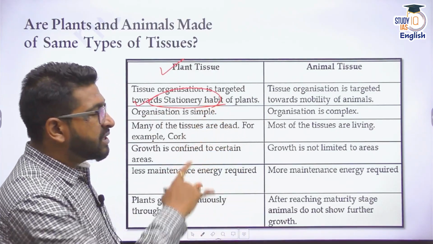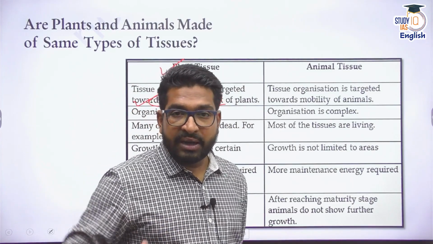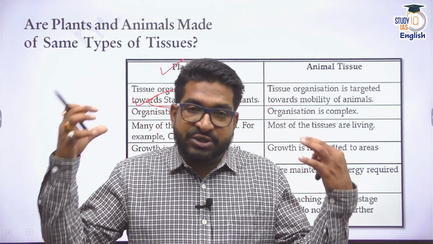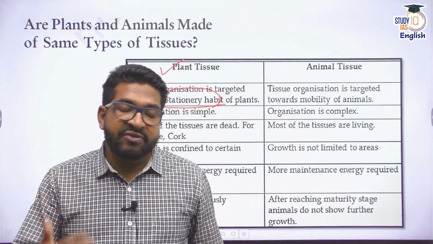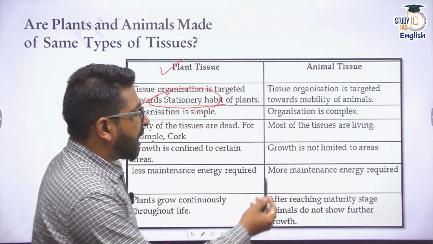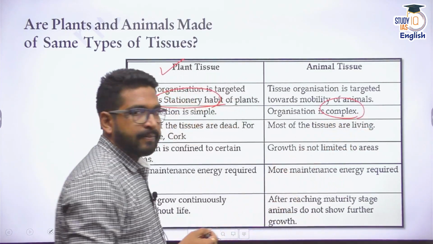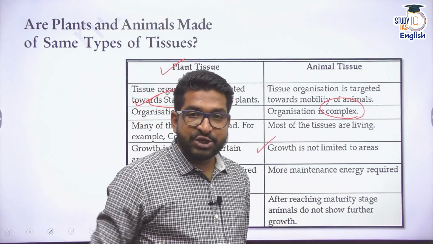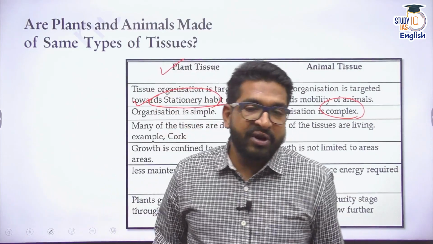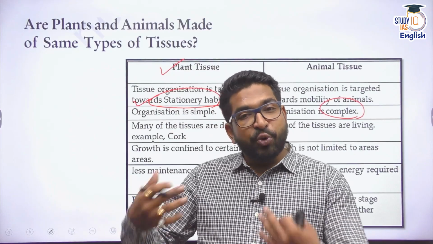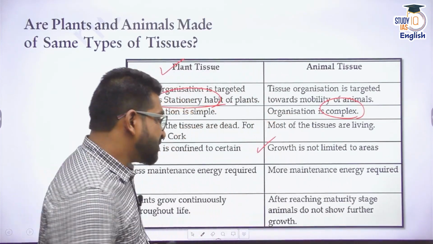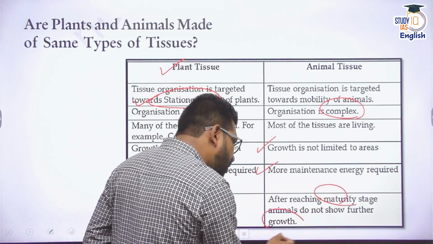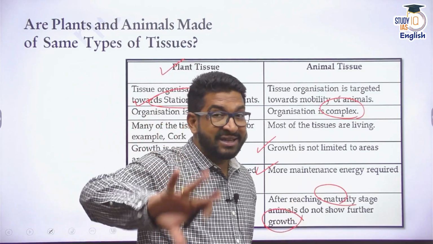But when we talk about animal tissue, animal tissues are more complicated. Animals are mobile. They move from one place to another. They need different kinds of tissues which enable their movement. Our sensory organs are also quite heightened, so we need different kinds of tissues for our sensory organs. So our tissues are more complex. And the growth of these tissues is not limited to any areas. For that, we need continuous energy to maintain these tissues. For example, if you go out for running, your muscles will get exhausted, so you need more energy to keep going. But animal tissues, after reaching a stage of maturity, do not show any further growth, but they do show degeneration. We have discussed that before.